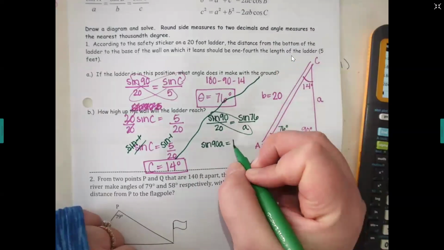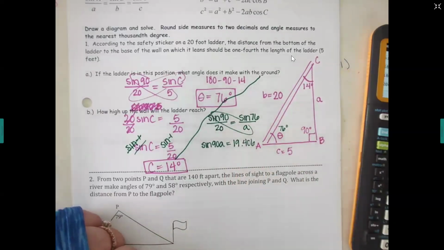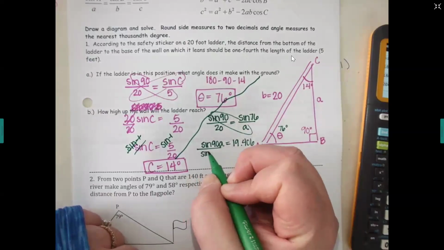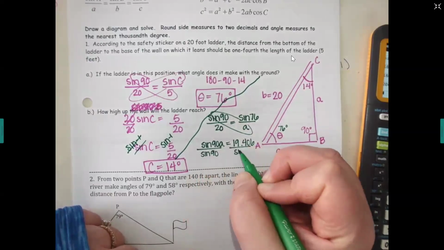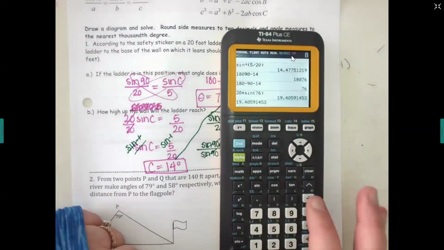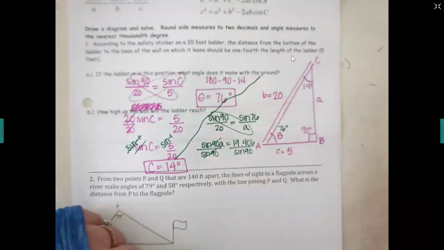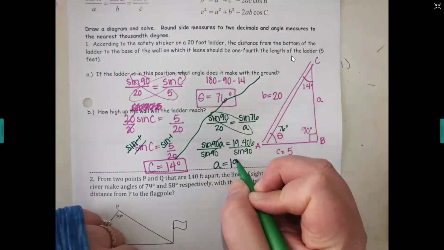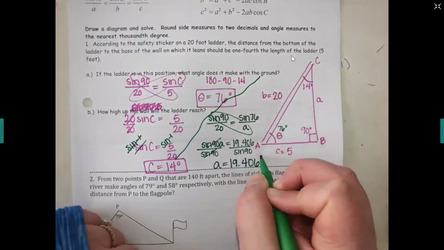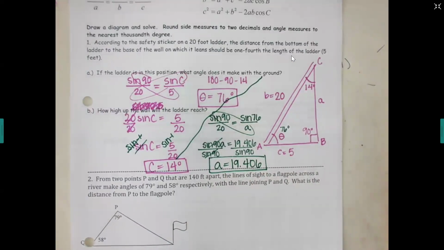And then I'll divide that by the sine 90 on both sides. So that number divided by sine 90 gives me 19.406. So that means that if this 20-foot ladder is leaned against the wall, it's going to hit the wall at like 19.5 feet off the ground. Okay.